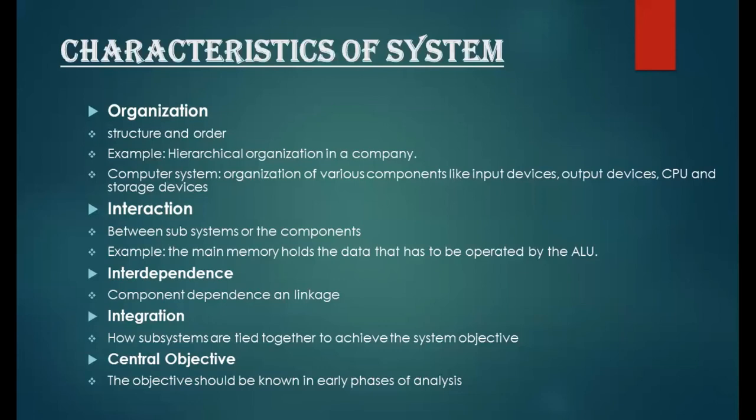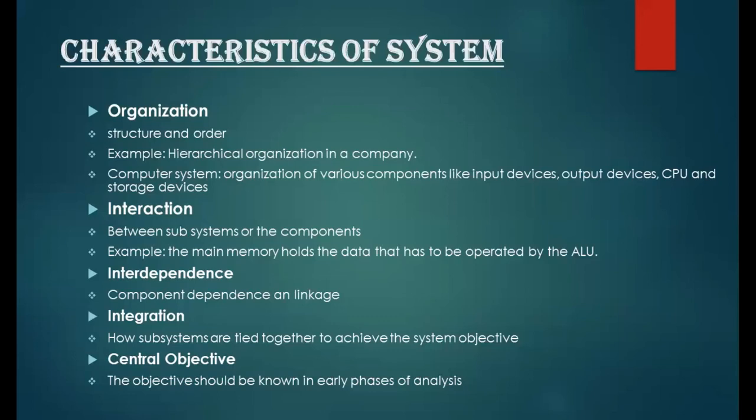Next comes the computer system. A computer system, we can call it a technology, is an organization of various components. Let's say we are talking about the hardware components of that system. We have input devices, output devices, CPU and storage devices. When all these get connected, the flow of data happens between these devices, and after being processed the output is derived, then it is said to be a computer system.